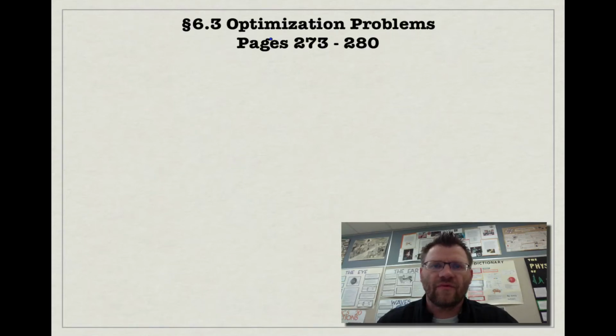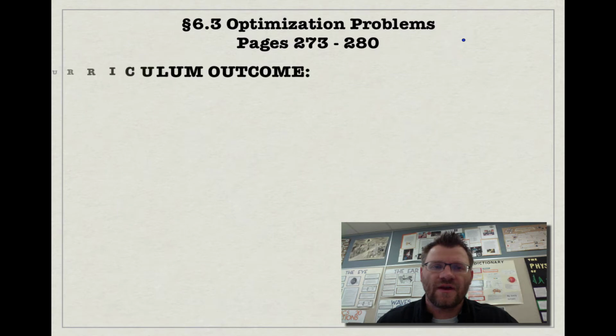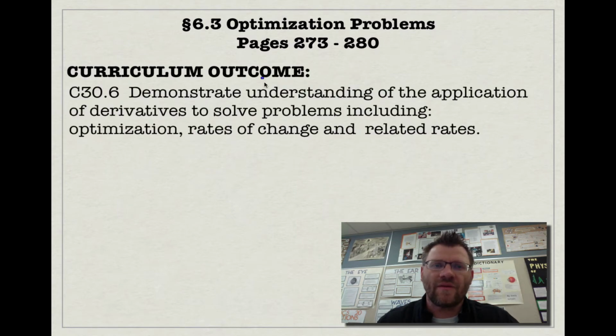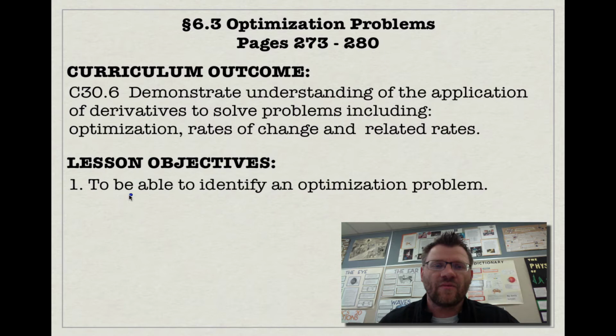So today we're looking at 6.3, which is optimization problems. That's on pages 273 to 280 in your text. Our curriculum outcome is to demonstrate understanding of the application of derivatives to solving problems including optimization, rates of change, and related rates. And our lesson objectives, number 1, to be able to identify an optimization problem.